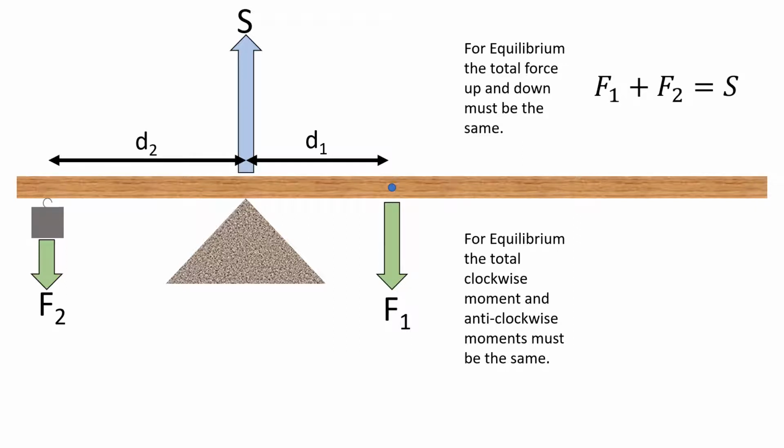For equilibrium, the total force up and down is the same, and so therefore F1 plus F2 is equal to S, the support force. For equilibrium, the total clockwise and anti-clockwise moments must also be the same, and so we have F1 times D1 must be equal to F2 times D2. Now it's important to notice and recognize how we can make these two equations from the situation we have, thanks to that word equilibrium. That allows us to put an equal sign in there.